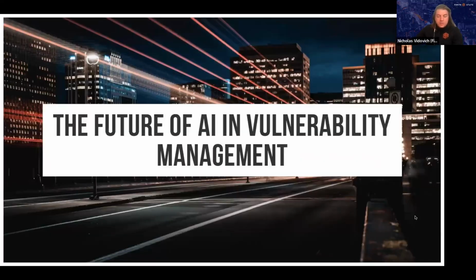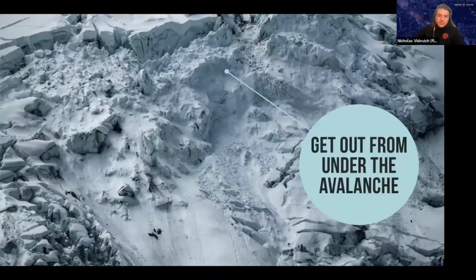All right, so additional future in AI vulnerability management. Get out from under the avalanche. I'm describing it this way specifically because many of my customers have hundreds of products or even thousands of products. And in some cases, we're seeing thousands or tens of thousands of vulnerabilities for products showing up when we start to actually do this analysis. So when you haven't had this concept of the software bill of materials in the past, you may be faced with quite a lot of vulnerabilities coming in.